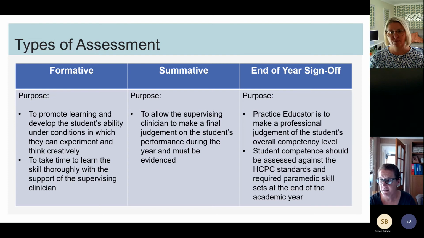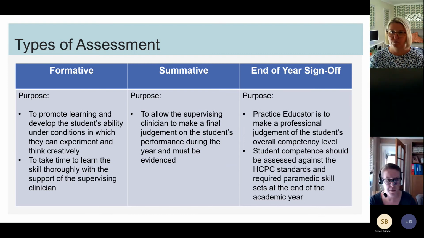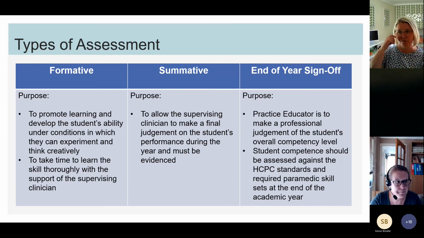And the competencies should all be assessed against the HCPC standards and the required paramedic skill sets at the end of the academic year. Okay, so if you're not aware of the HCPC standards, that might be a website to go on and make yourself familiar with those documents. So that's the types of assessments that we talk about and refer to.